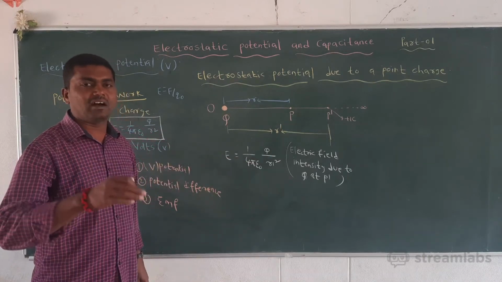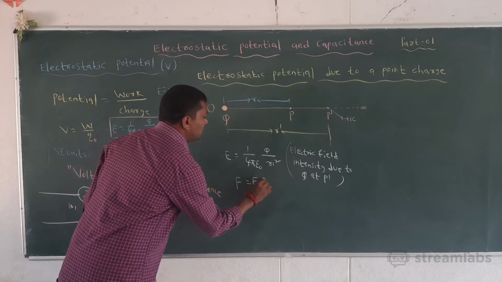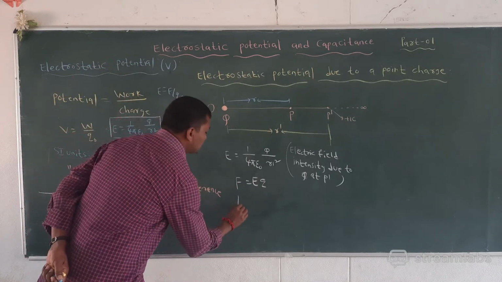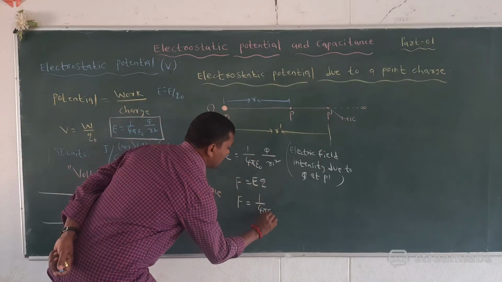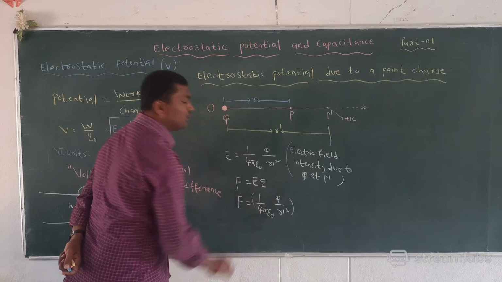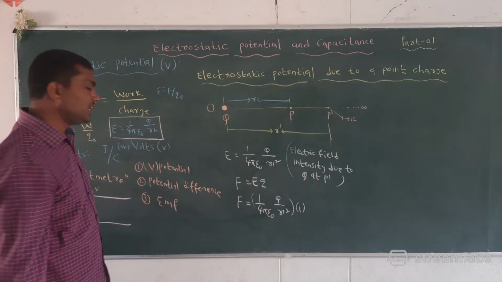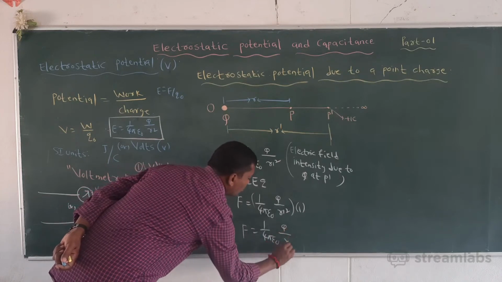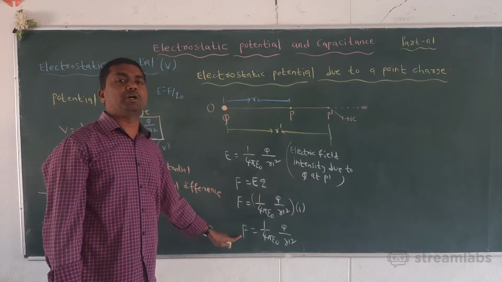Now the force acting on the charge. I can write the force F is equal to E Q naught, or EQ. Now F is equal to E, where E is 1 by 4 pi epsilon naught Q by R dash square, into the test charge, which is the unit positive test charge, plus 1 coulomb, so I can write 1. So F is equal to 1 by 4 pi epsilon naught Q by R dash square. This is the force acting on the unit positive test charge.